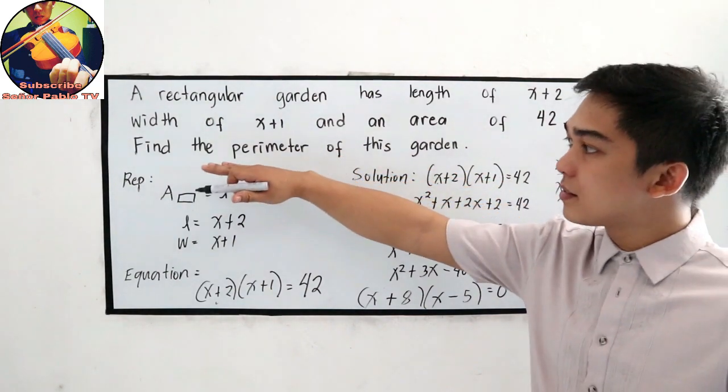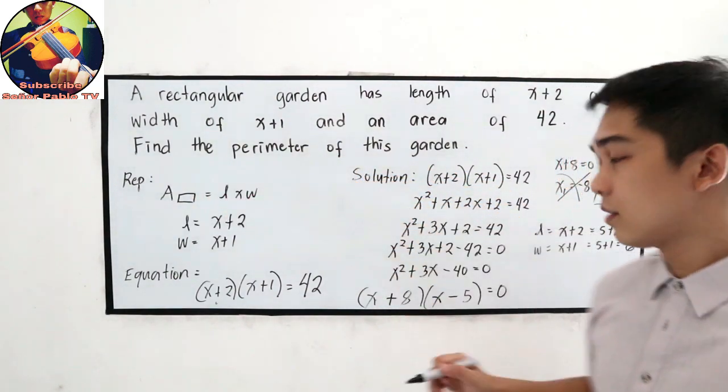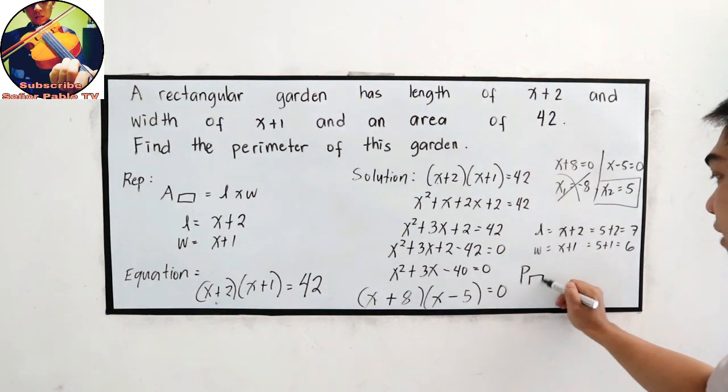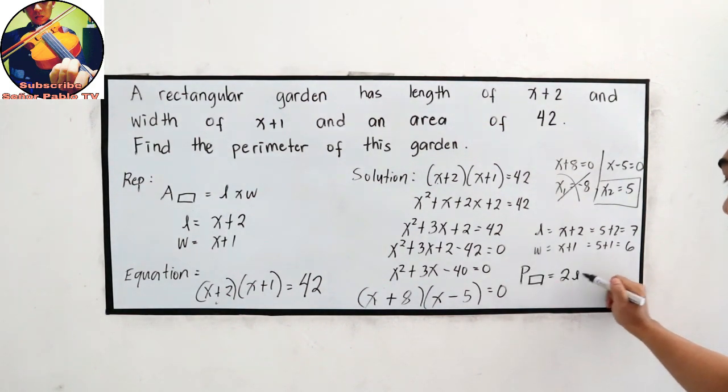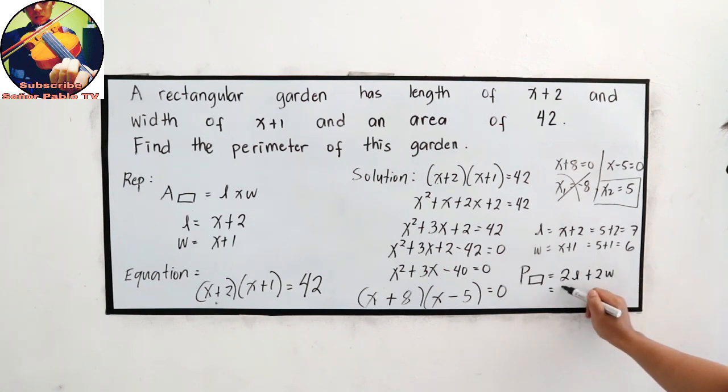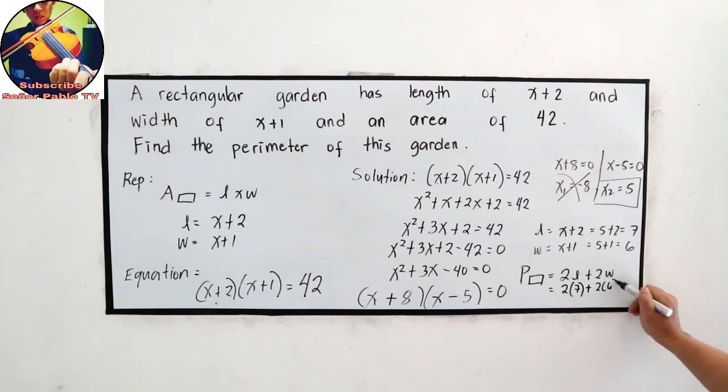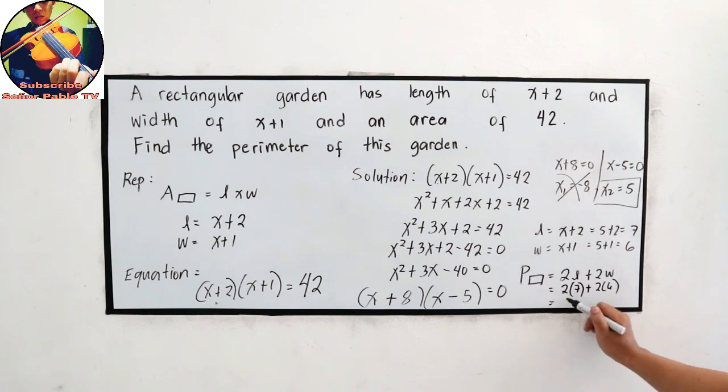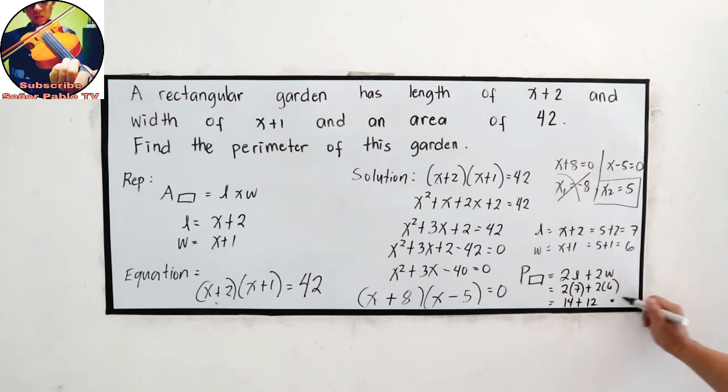Our final question is, find the perimeter. Perimeter of a rectangular garden is equal to 2 length plus 2 width. So 2 times the length is 7 plus 2 times the width is 6. So 2 times 7, that is 14, plus 2 times 6, that is 12. So add 14 plus 12, that is equal to 26. So our perimeter for the final answer, perimeter is 26 units.